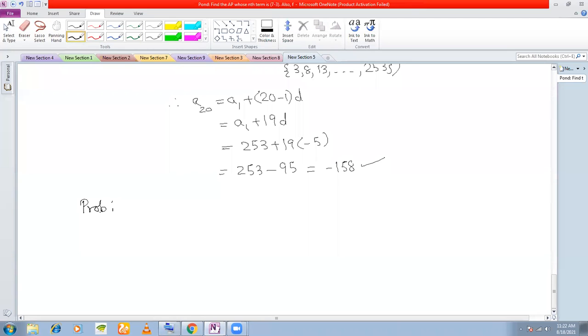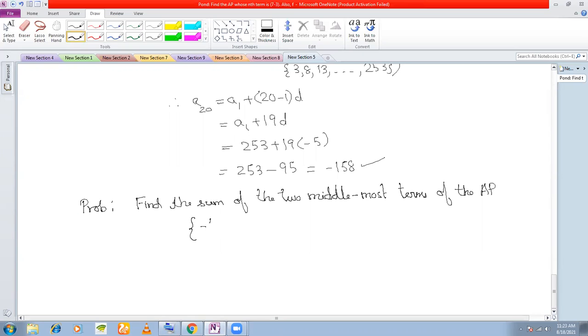Okay. Next is: find the sum of the two middlemost terms of the AP minus 4 by 3, minus 1, minus 2/3 up till 4 1/3.